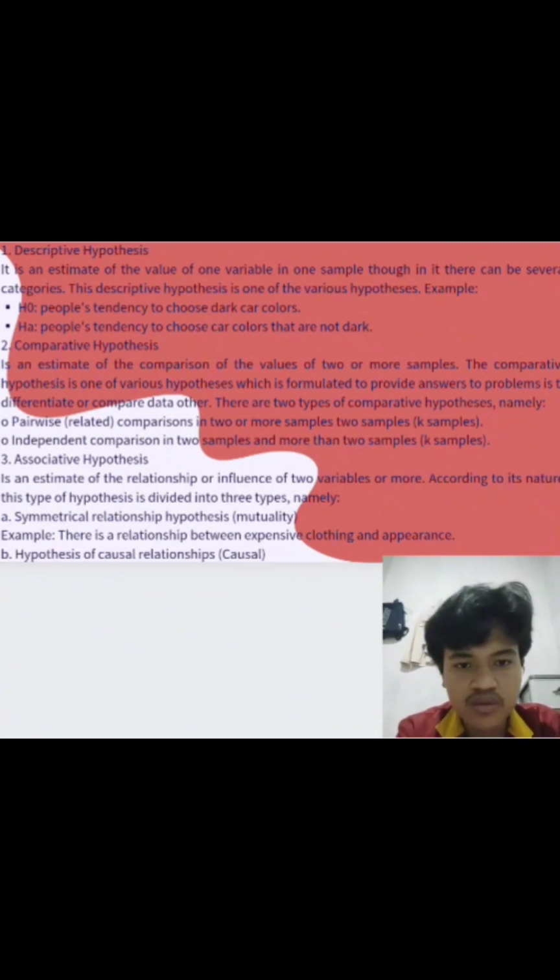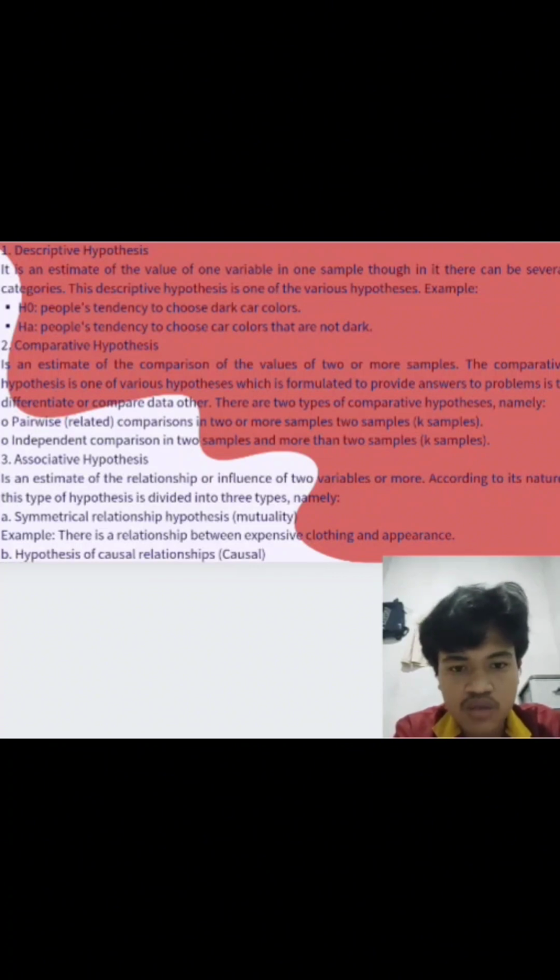1. Descriptive hypothesis. It is an estimate of the value of a variable in a sample, which can have several categories. Example: how people tend to choose colors, or how people tend to choose colors that are not dark.